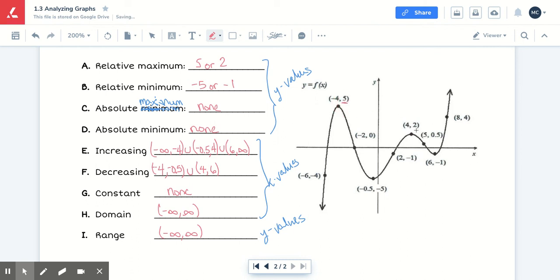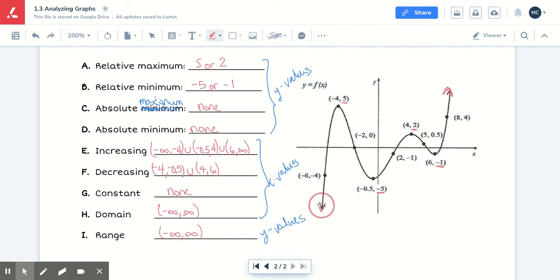There is no absolute maximum on this one because if you notice on the far right side of the graph there, there's an arrow pointing upward, which means this one continues going up forever. So no absolute maximum. And same for the absolute minimum. Looking at the other end there, there is an arrow pointing downward, which means it continues going down forever. So there is no absolute minimum either.